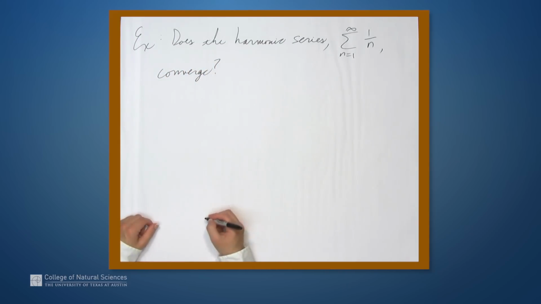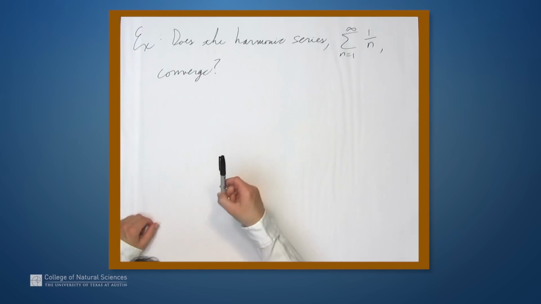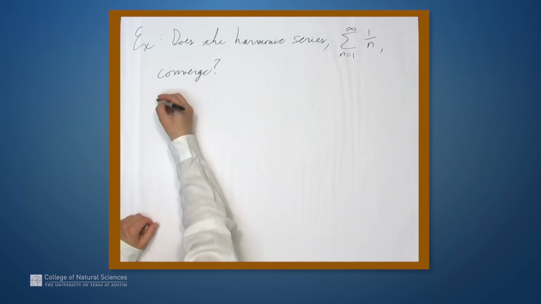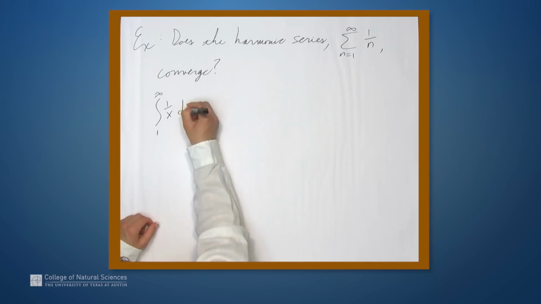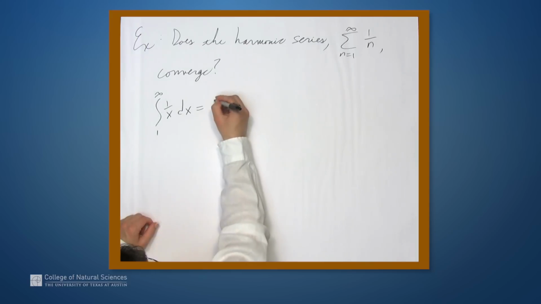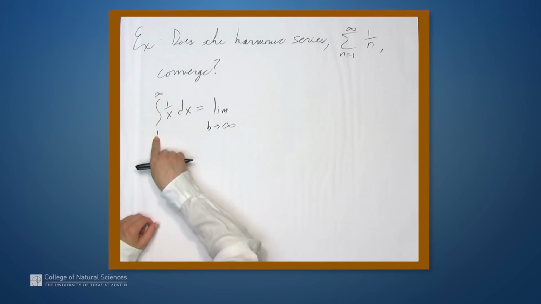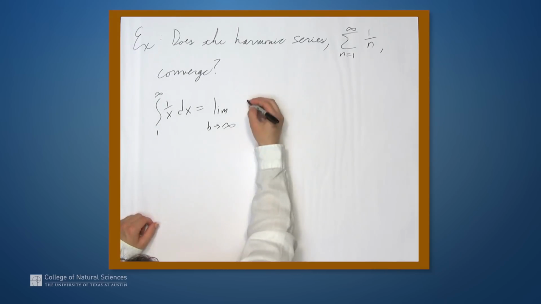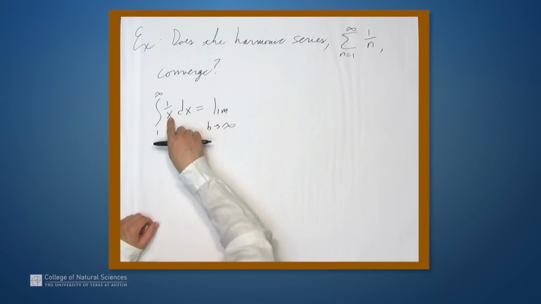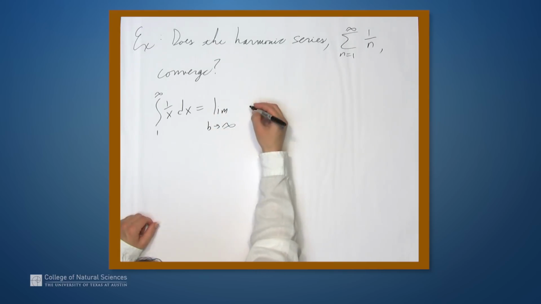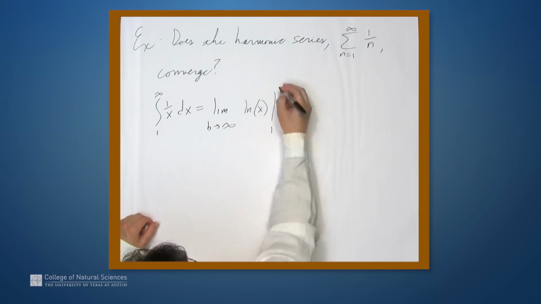So let's apply the integral test. So we have f of x equal to 1 over x, since this is 1 over n. So the integral from 1 to infinity of 1 over x dx equals, by definition, the limit as b goes to infinity of this integral from 1 to b. And to find that integral, we'll take an antiderivative of 1 over x, which is natural log.